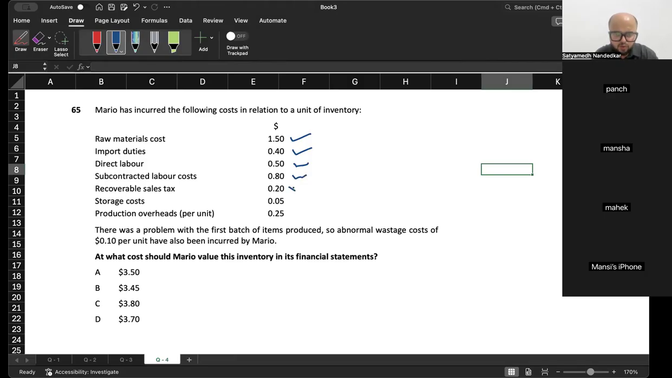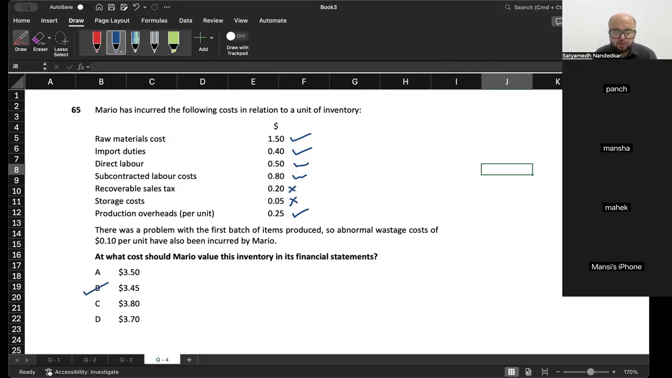Recoverable sales tax, no, only refundable taxes are included. Storage cost. Should you include storage cost? Specifically excluded, not concerned. And production overheads, necessary for production, so should be included. 1.5 plus 0.4, 1.9. 1.9 plus 0.5, 2.4. 3.2 plus 0.25, 3.45.